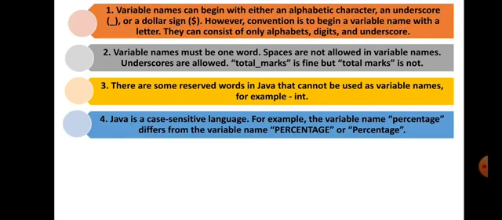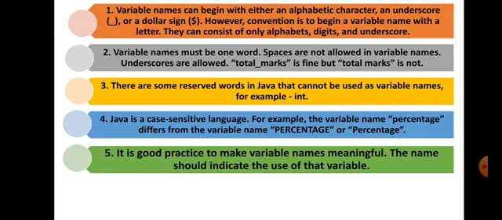Number 4, Java is a case sensitive language. For example, the variable name percentage differs from the variable name with all capital letters percentage, or first letter capital. So percentage lowercase is different from percentage uppercase or the sentence case percentage. So Java is a case sensitive language. But what is Java? Java is a platform independent language, which is very, very important. And the fifth point is, it is good practice to make variable names meaningful. The name should indicate the use of that particular variable.